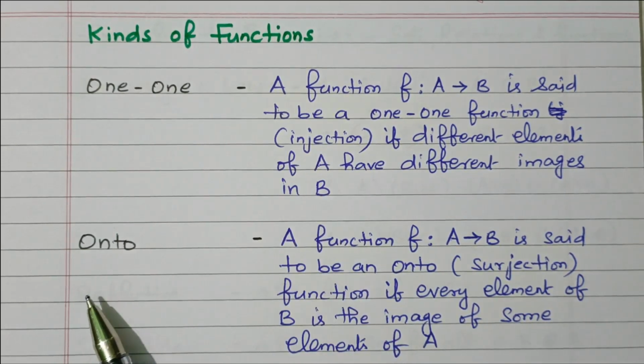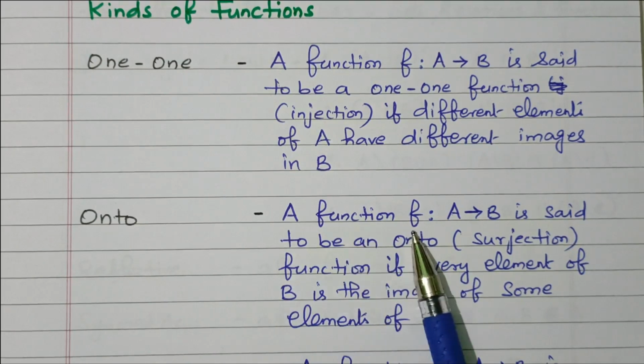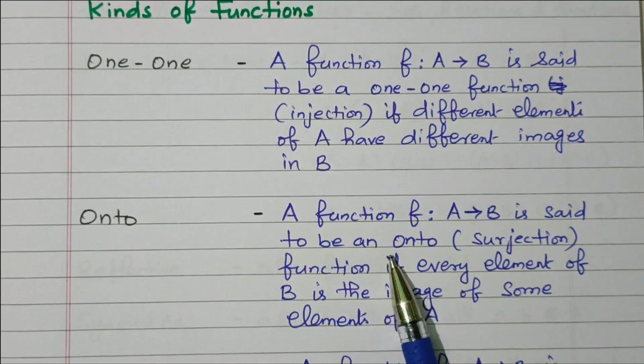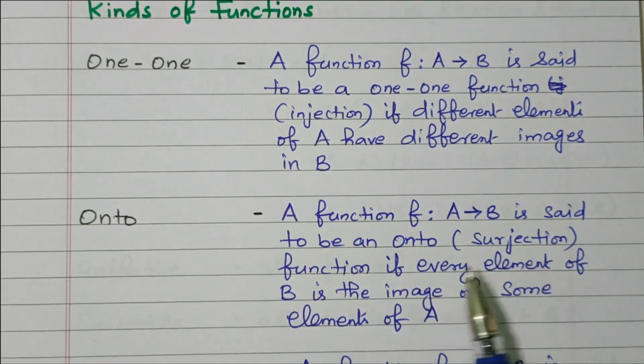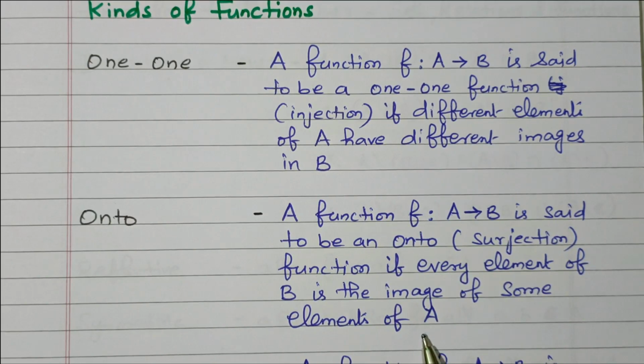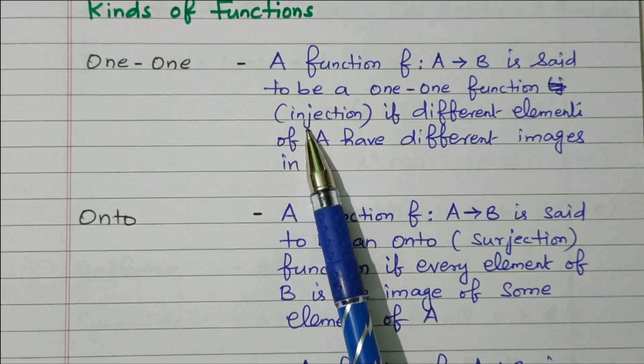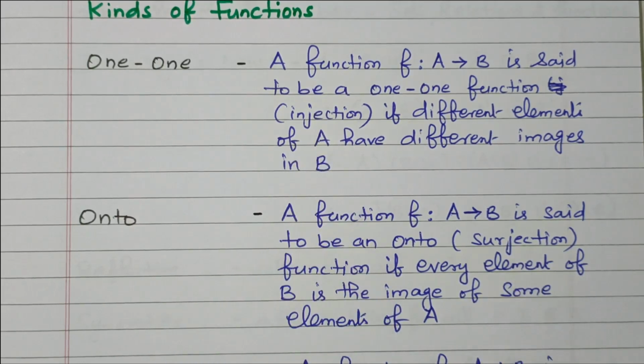Then onto function, onto, right? A function f such that A relates to B is said to be onto, that is surjection, if every element of B is the image of some element of A, right? The previous one had different images, here the same. Every element of B being an image of an element of A is called an onto function. That is called surjection. Previously, one-one is injection, onto is surjection.